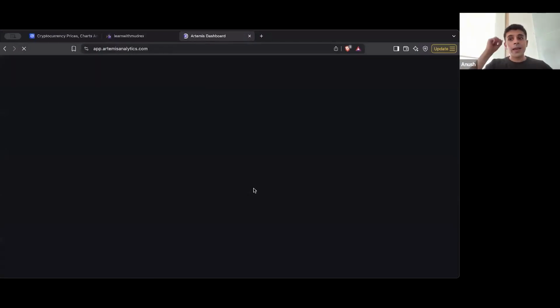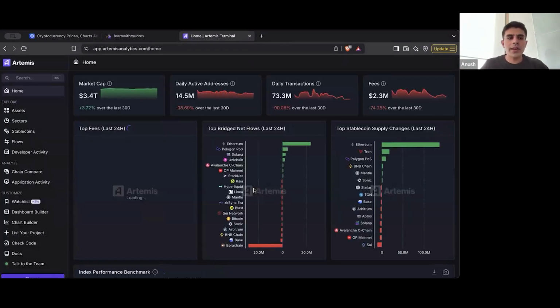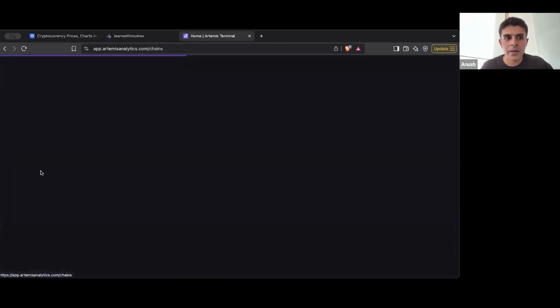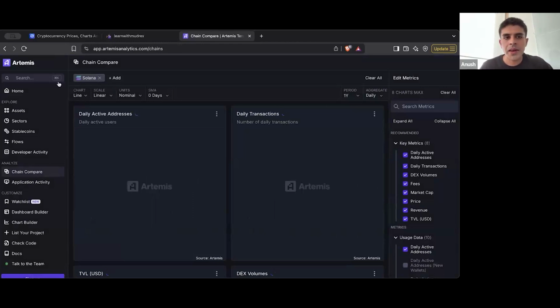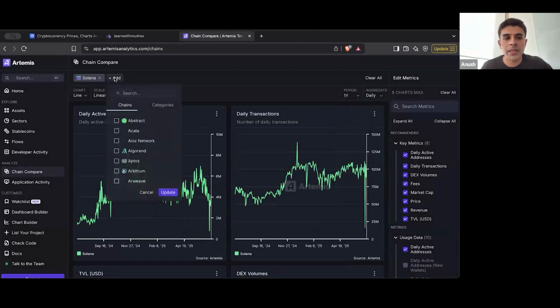Okay, so now I am on Artemis. This is an on-chain analysis tool, basically like doing fundamental analysis on a coin. The first thing you'll have to do here is go to chain compare. Right now I have Solana, and I've been doing a little bit of analysis on Solana. And let's take a comparison with Sui.